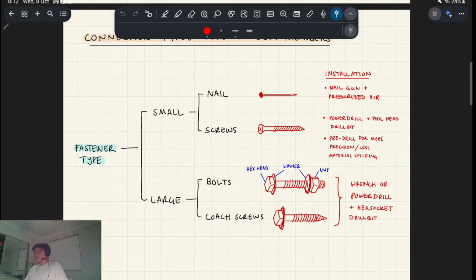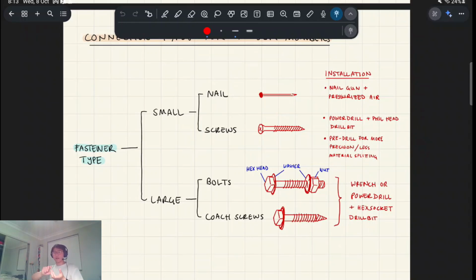Screws, you can do in two ways. You can use a power drill, which is the electric one, or you can use a screwdriver. With a power drill and a Phillips head drill bit, you can just drive the screw into a bit of wood. Specifically you need a power drill because you need enough torque to be able to wedge the screw in.